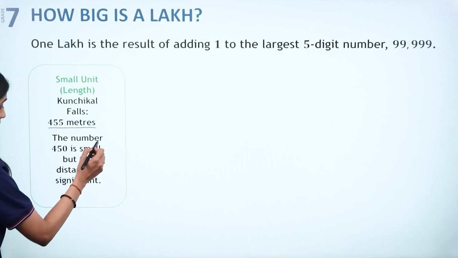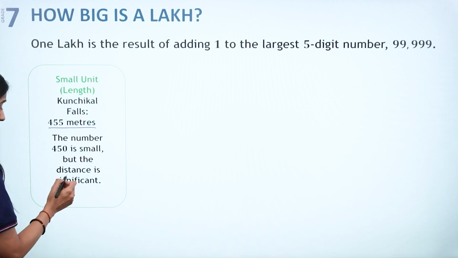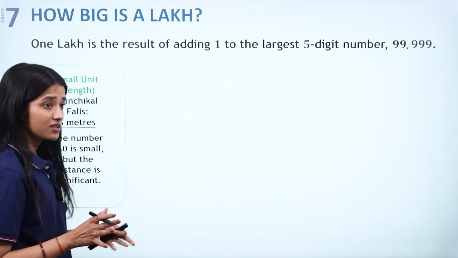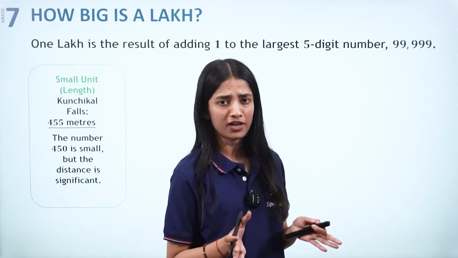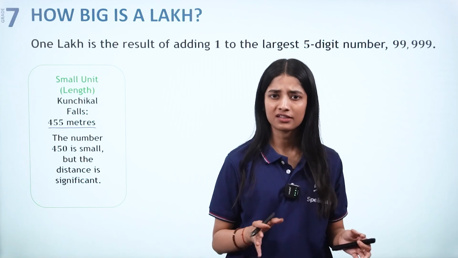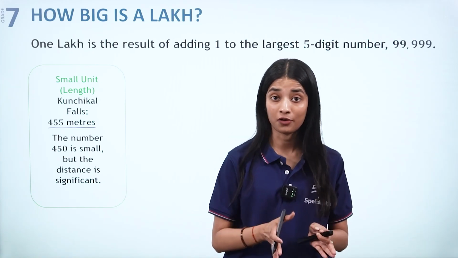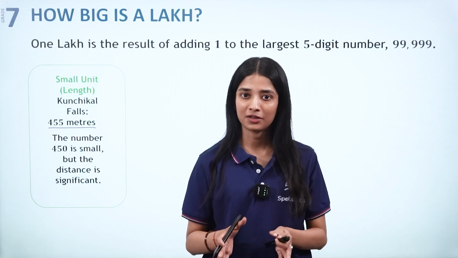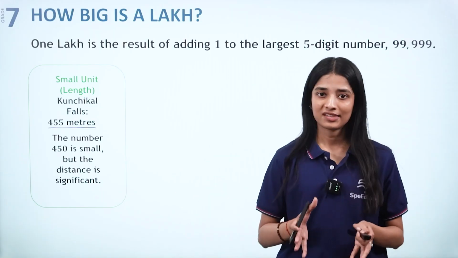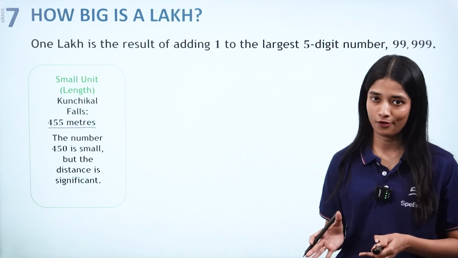The number 455 is small, but the distance is significant. When you just think of 455 meters, it is very small. It is not even 1 kilometer. But when we talk about this fall, in this context it is very big. And also this is Asia's second tallest fall.